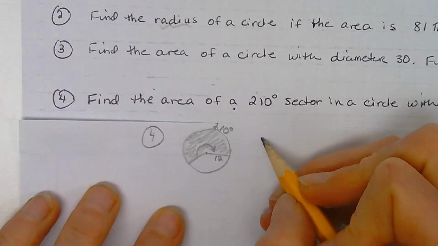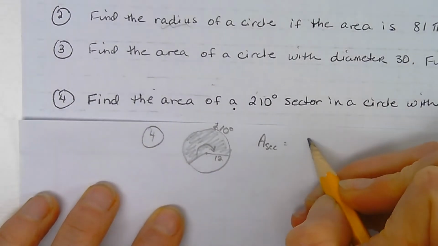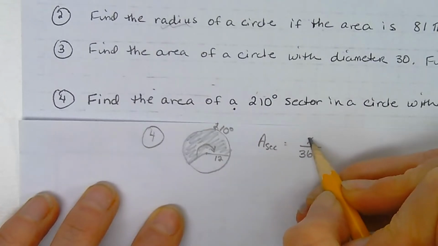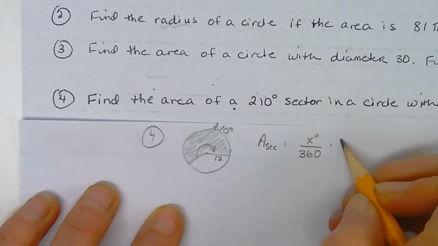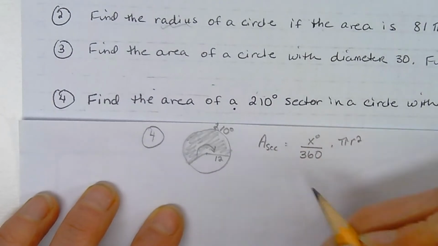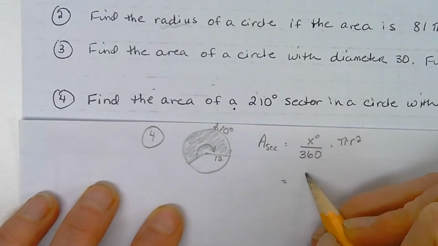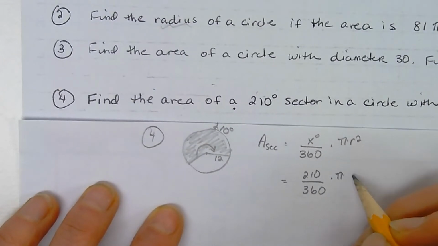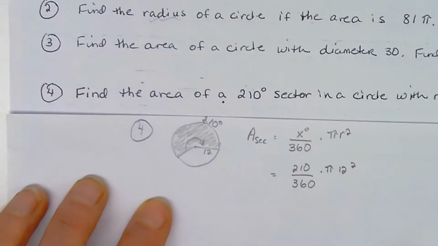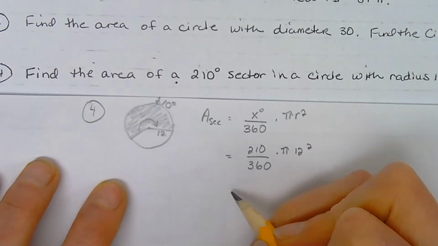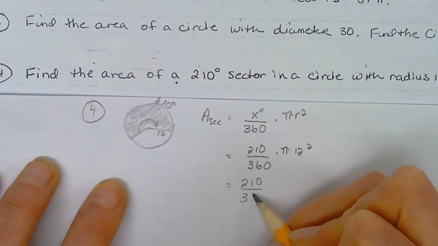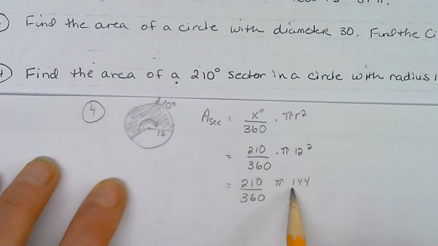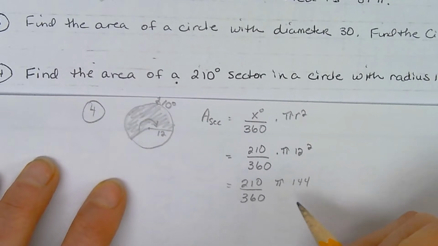Okay, the area of a sector is equal to the degree measure of the arc over 360 times the area of the whole circle. So the arc is 210. The measure of the arc is 210 over 360 times pi, and r is 12 squared. This equals 210 over 360 times pi times 144. 12 squared is 144. So I'm going to simplify this.